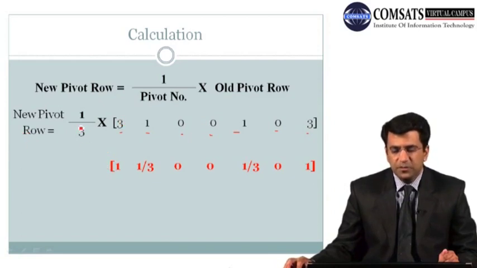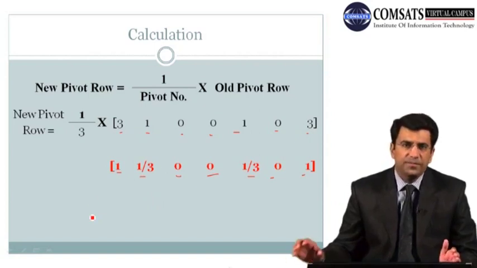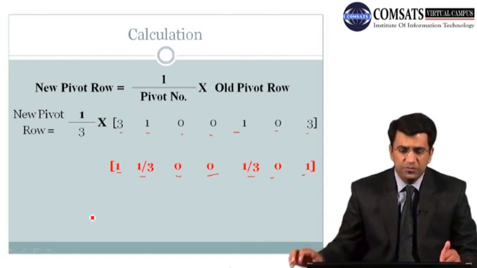Now by multiplying 1 by 3 with each value of that old pivot row, we will get the new pivot row as 3 by 3, that is equal to 1, 1 divided by 3, that is 1 by 3, 0 divided by 3 is 0, 0 divided by 3 again is 0, 1 divided by 3 is 1 by 3, 0 divided by 3 again becomes 0, and 3 divided by 3 is equal to 1. So this is our new pivot row, and when we formulate our new table, we will replace the old pivot row with this new pivot row.